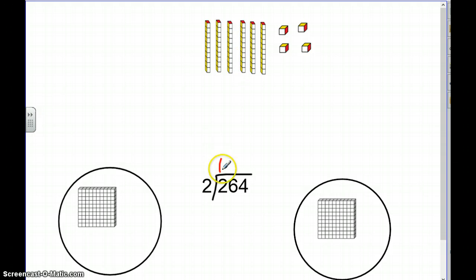And then we would multiply. 1 times 2 is 2. We have no hundreds left over. We're done with the hundreds place. So we always bring down our next digit, which is our tens. Up here we see that we have 6 tens. So we have this new division problem that's asking us to divide 6 by 2. We're going to take these 6 tens right here and break them into 2 groups.